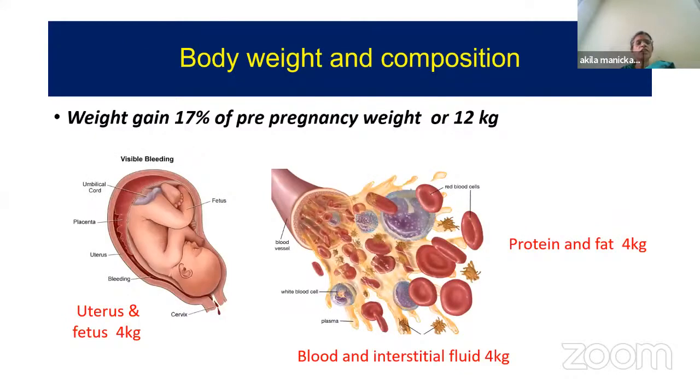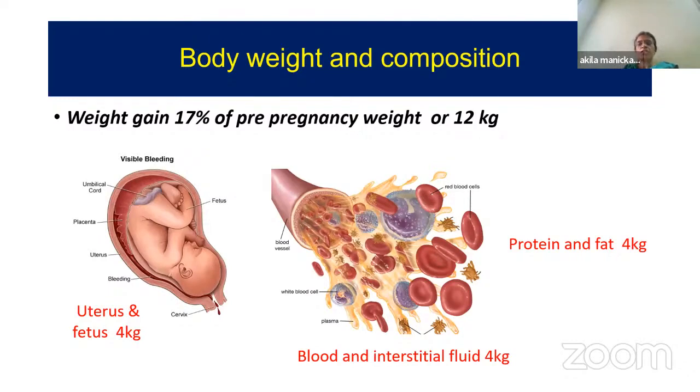First looking at the changes which occur with body weight and composition, the weight gain during pregnancy is supposed to be about 17% of your pre-pregnancy weight, or at least 10 to 12 kg is the average weight gain for any normal pregnant patient. Out of this, the uterus and the fetus contribute about 4 kg. The blood, the interstitial fluid, and the plasma volume contribute around 4 kg. And the new protein and fat, which is being generated to cope with these metabolic demands in the form of increase in the organ size and in the number of cells, contributes another 4 kg.